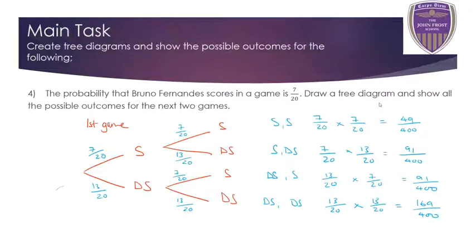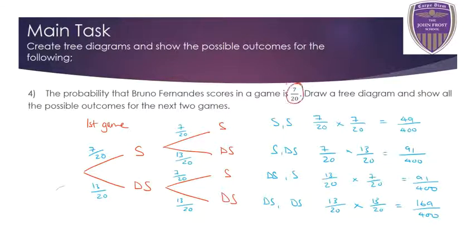Welcome back then. So last one here, the probability that Bruno Fernandes scores in a game is 7/20. Draw a tree diagram and show all the possible outcomes for the next 2 games. So in the first game, he will either score or he won't score. So he scores or he doesn't score. There's no in between, is there?